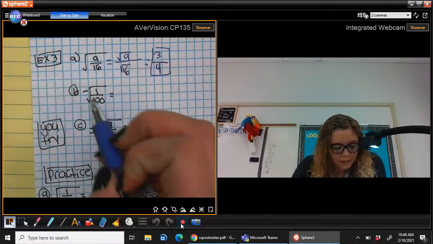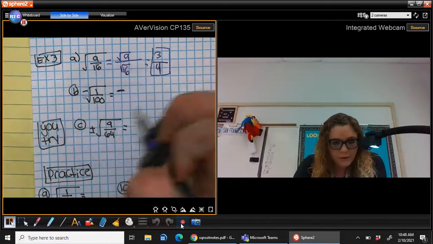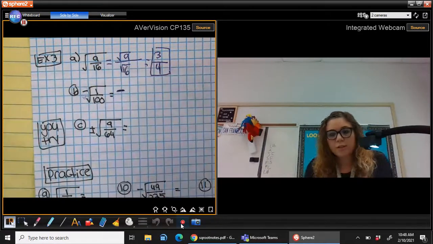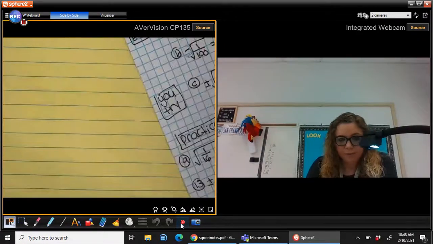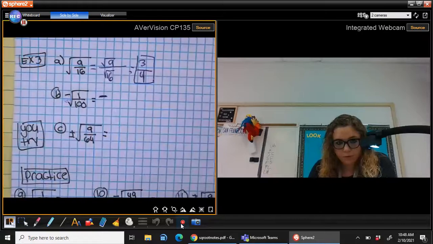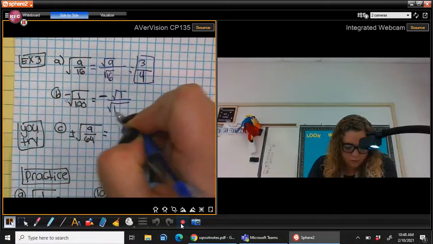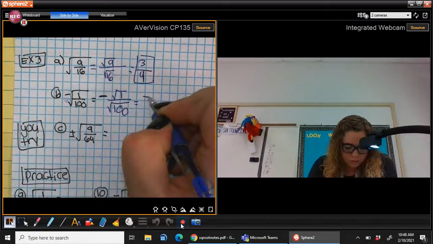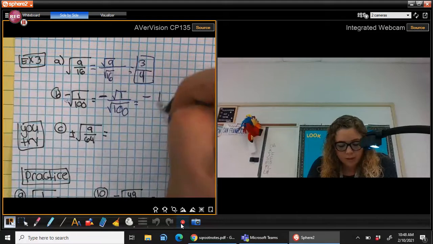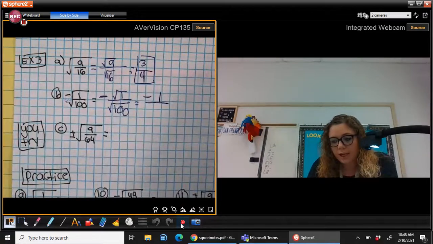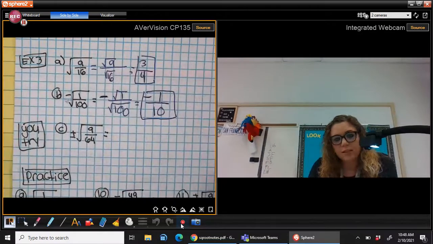So this one, my negative is on the outside, so we know whatever my answer is, it's going to be negative. Okay, 1/100. Can you simplify that any further? You can't, so you're going to break it apart. What times what will give you 1? Your answer is 1. What times what will give you 100? And that would be 10. So my answer is negative 1/10.